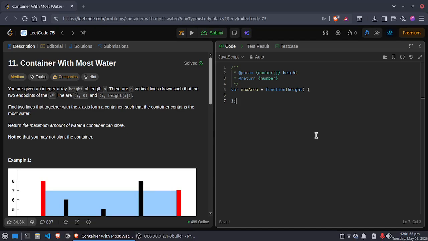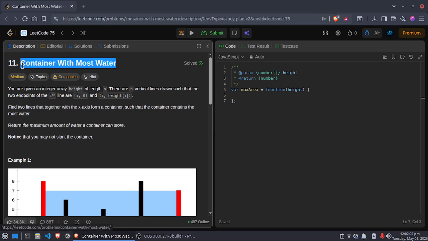Today is day 11 of our LeetCode 75 study plan, and today's problem is Container With Most Water, LeetCode number 11. So let's read the problem statement first.